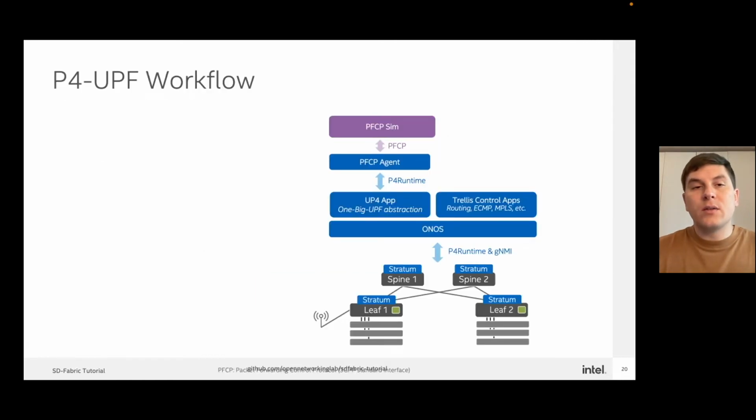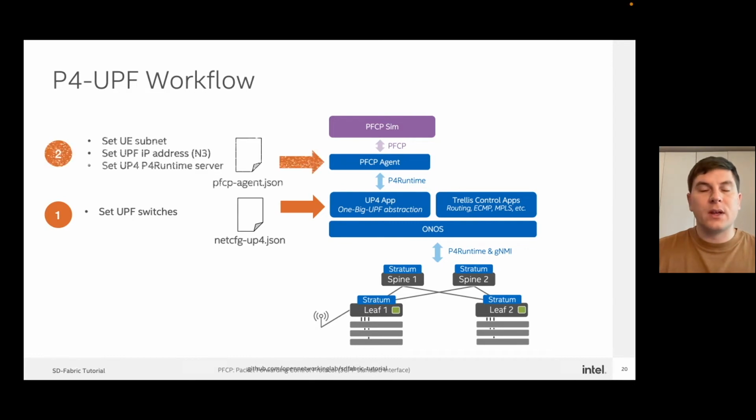There are a few steps required to configure P4UPF. First, we need to provide a netcfg JSON just for the UP4 application that specifies which switches make up the UPF distributed data path, in this case, leaf1 and leaf2. Second, we need to provide a piece of configuration, which is another JSON file, to PFCP agent. Here is where we specify things like the UE subnet, what is the IP address of the UPF, also called the N3 interface IP address in 5G terminology, and also what is the address of the P4 runtime server running on UP4. And with these two steps, we effectively have an operational UPF.